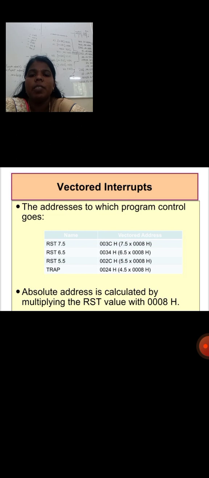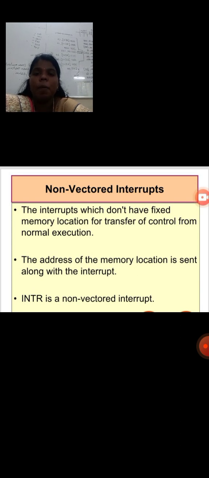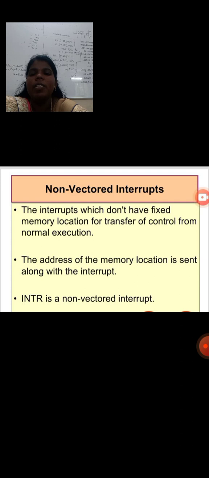Next, vectored interrupt. The address to which program control goes: RST 7.5 memory address or vectored address 003C, RST 6.5 0034, RST 5.5 002C, TRAP 0024. Here, the absolute address is calculated by multiplying the RST value with 0008H.